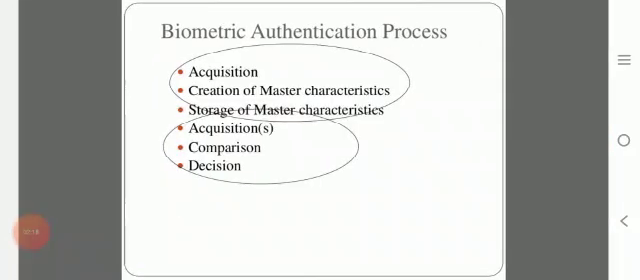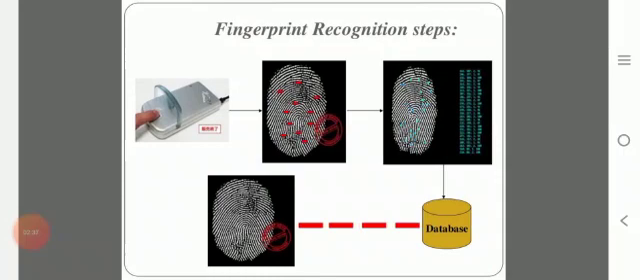And the biometric authentication process. It starts with acquisition, creating the master characteristics, and storing the master characteristics. Then again comes the acquisition part and comparing, and the last process is decision making. Okay, let's move on.